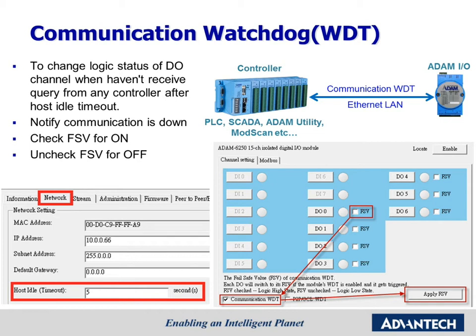For example, when the host PC is abnormal, for example, disconnected or not polling ADAM for a certain period. With the WDT function enabled, DO will switch to its failure safety value, in short, FSV, the user set previously, so the control end device can be protected.